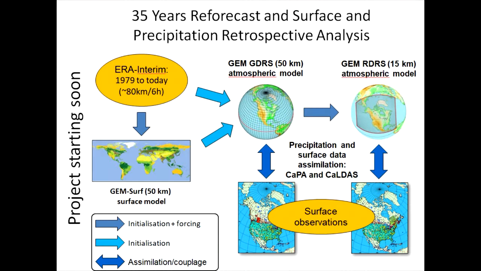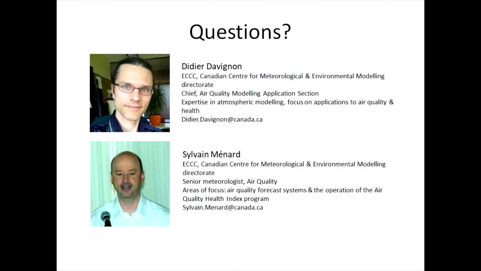The challenge with air quality is that in order to do such a reforecast for air quality, we would need emission data sets that would make sense for the past, and this data is becoming very difficult to get. So that covers it. On the last slide, you also have my colleague Sylvain, who is in contact with the CANUE group.